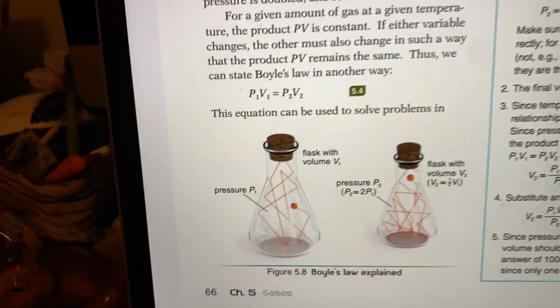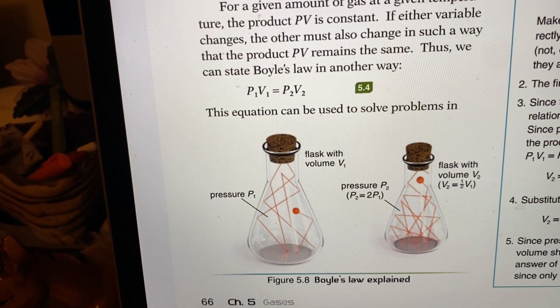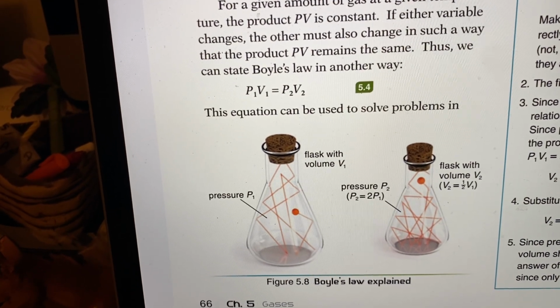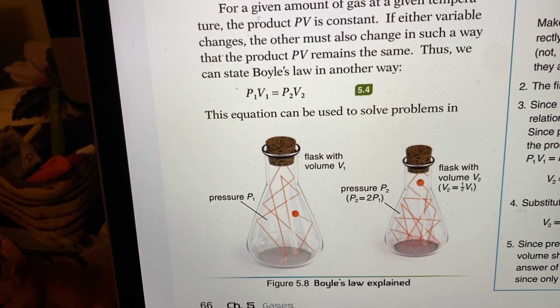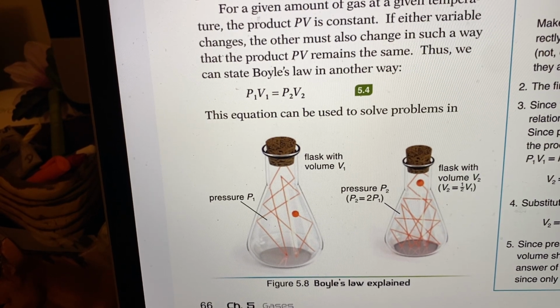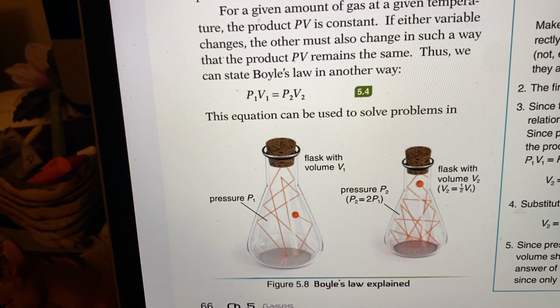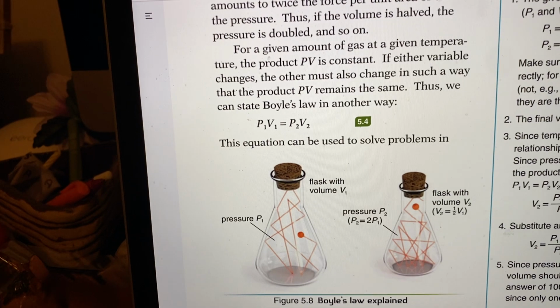Here's another picture of the relationship. The picture says, Boyle's law explained. And you see the pressure of the gas and the flask with the volume. And now you have a smaller flask with the volume 2, and the pressure is higher. So this is Boyle's law. See how the pressure and the volume are inverse relationships.